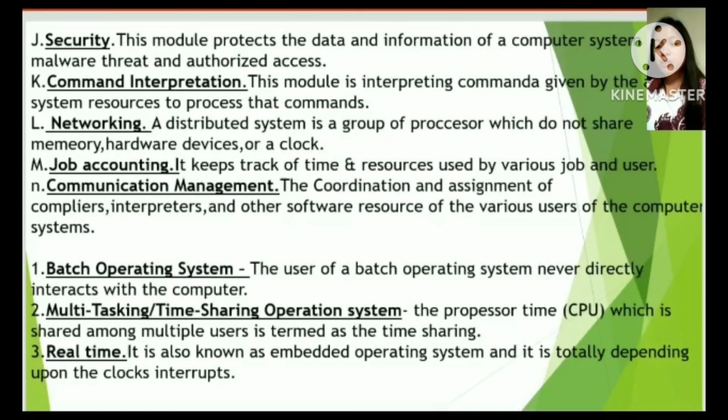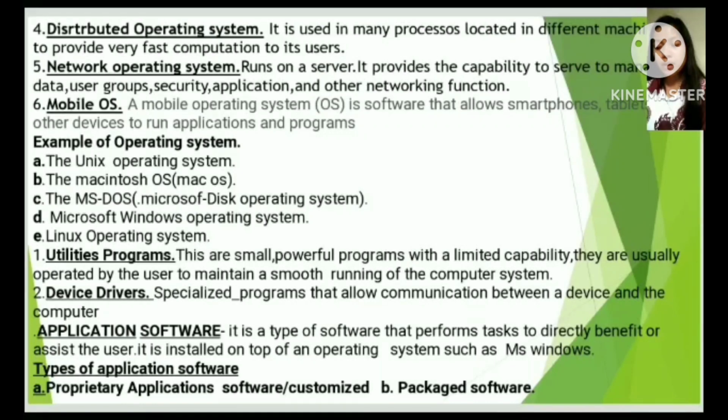It is used in many processors located in different machines to provide very fast computation to its user. It is a model where distributed applications are running on multiple computers linked by a communications network. It is also known as an extension of the network operating system that supports higher levels of communication and integration of the machines on the network. A distributed operating system is system software over a collection of independent, networked, communicating, and physically separate computational nodes.